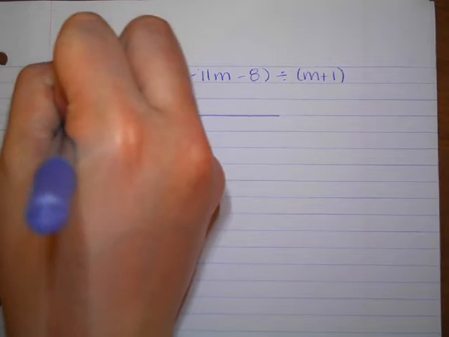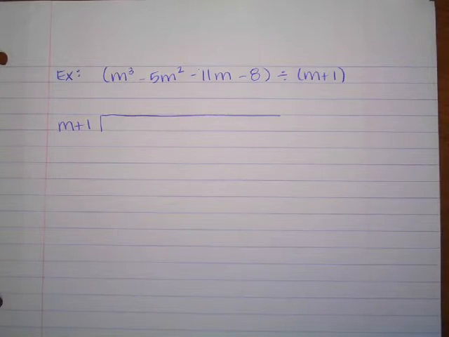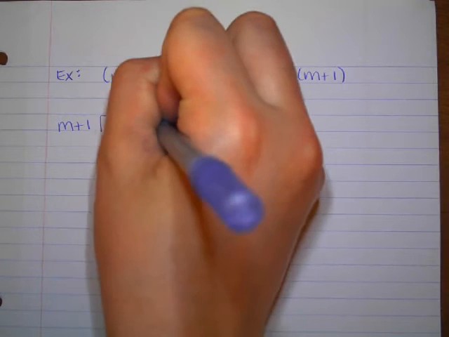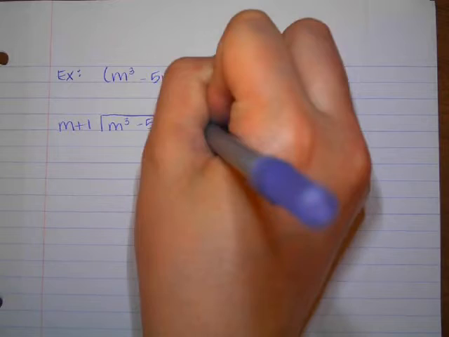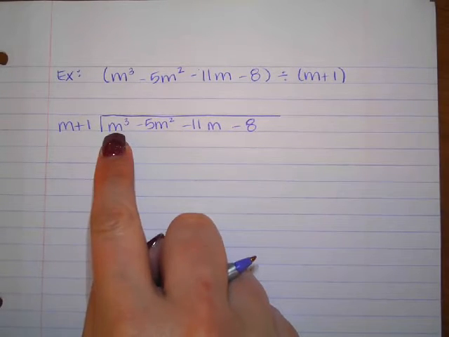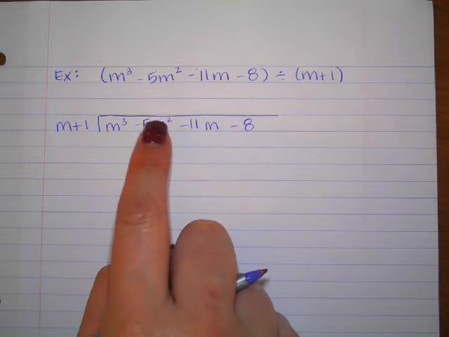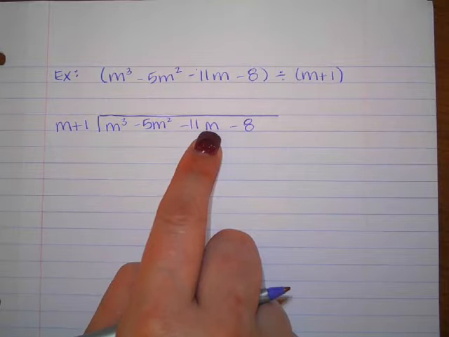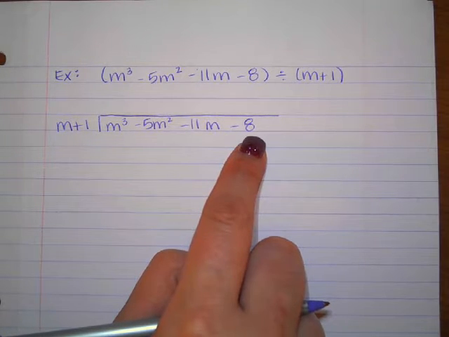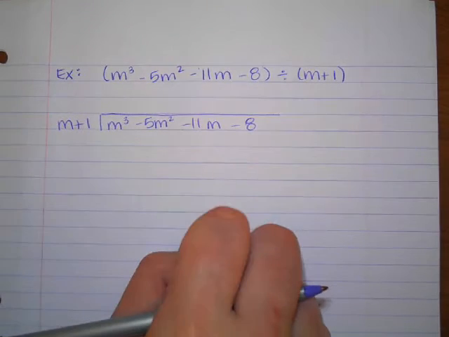Okay, so m plus 1 is what we're dividing by, and then the stuff that we're dividing goes underneath. And when we put the stuff underneath, we always make sure that all the exponents are there. So I have an exponent of 3, then 2. This is technically an exponent of 1. And then an m to the 0, which would mean it wouldn't even show up. So we have all our exponents.